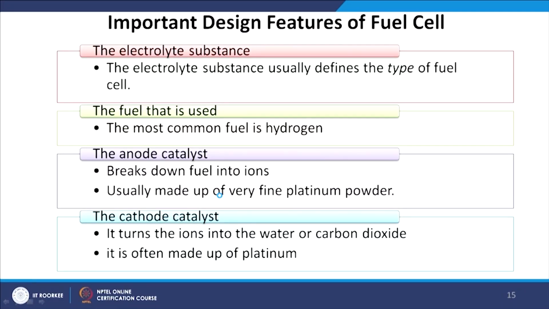It has the electrolyte substance. The electrolyte substance usually defines the type of fuel cell. The most common fuel used is hydrogen. The catalyst breaks down the fuel into ions, and is usually made up of very fine platinum powder. It turns the ions into water or carbon dioxide. It is often made up of platinum.